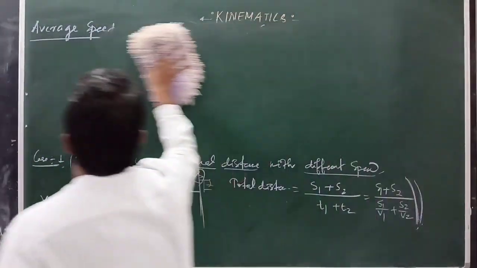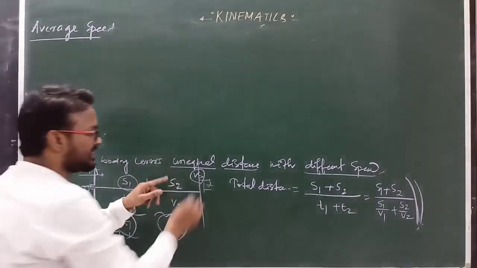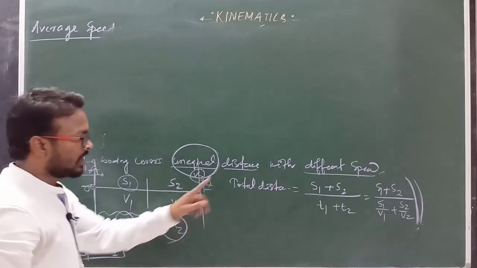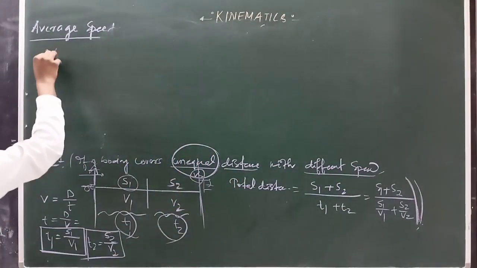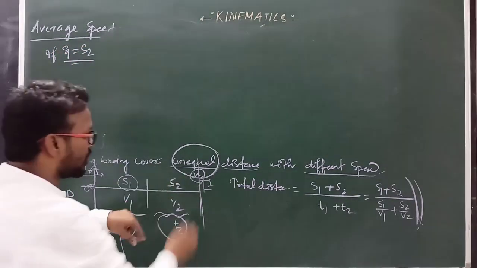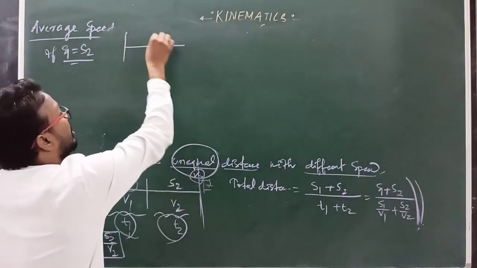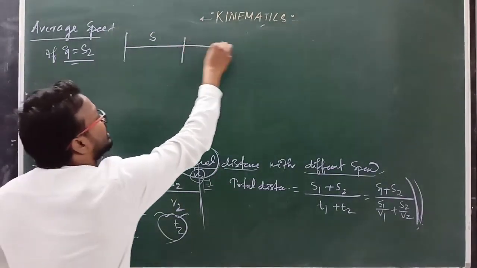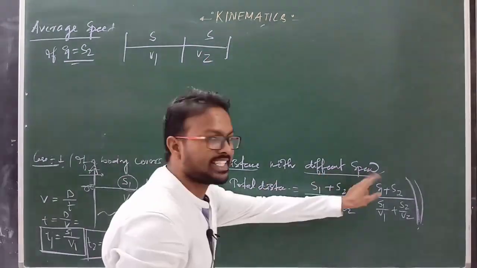So if we take this case, if a body covers equal distance with unequal intervals of time, that is S1 equal to S2, it means the body covers equal distance. So in this case, the body covers this distance S and then another distance S, but with different speeds.